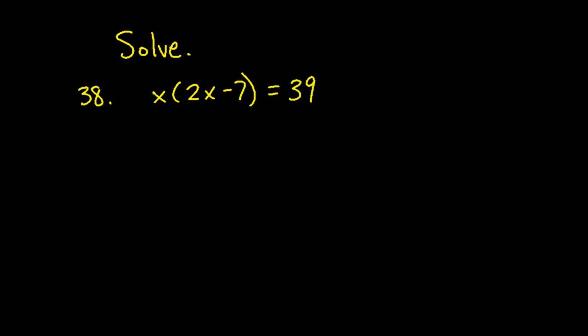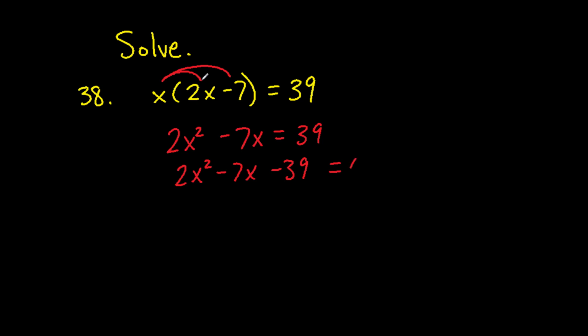This problem has already been factored on the left side. However, since the right side does not equal 0, then that factorization is not going to be useful. So we need to multiply this through. x times 2x is 2x squared, and x times negative 7 is minus 7x. Then we will subtract 39 from both sides. Subtracting 39 to both sides allows us to move that term over and set it equal to 0.